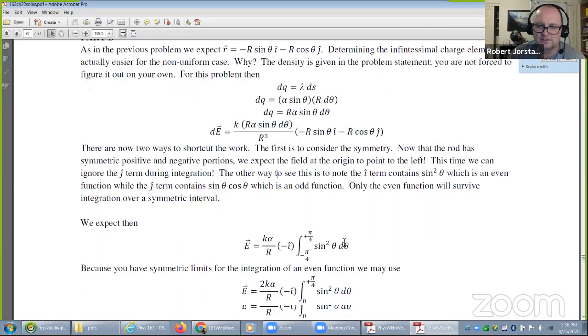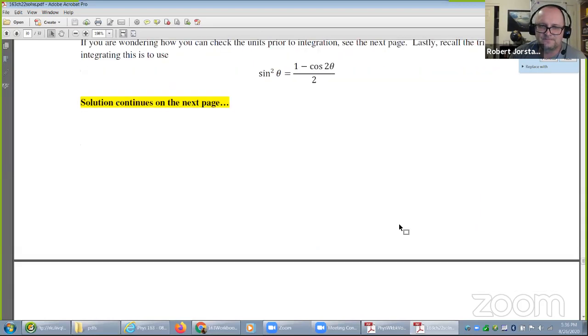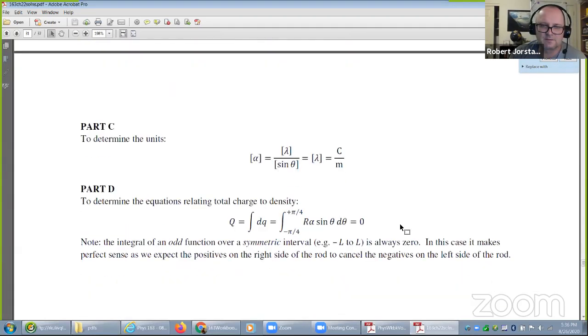And so if you want, you could do this one. And then this one, you're going to have to do the double angle trick, right? So maybe you remember that, maybe you don't from calc class. There are a couple of these tricks in there.